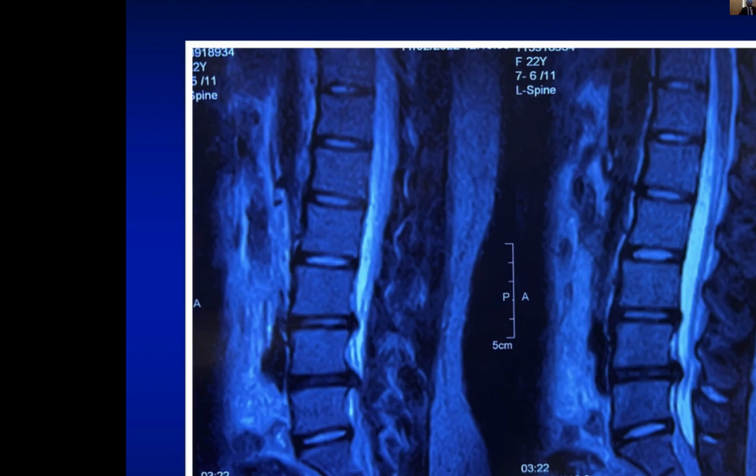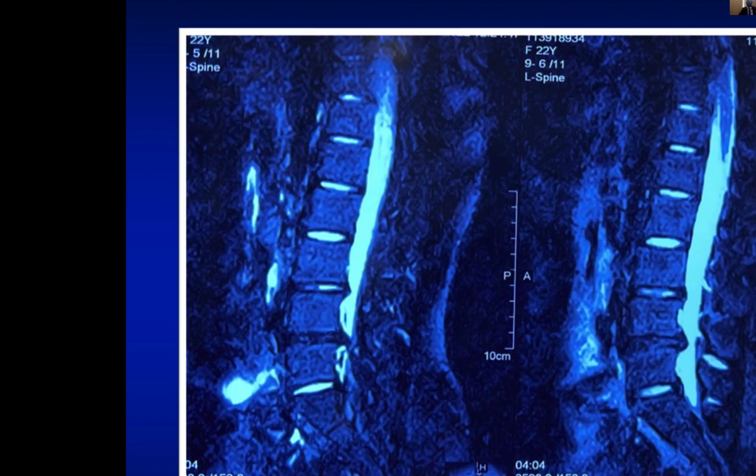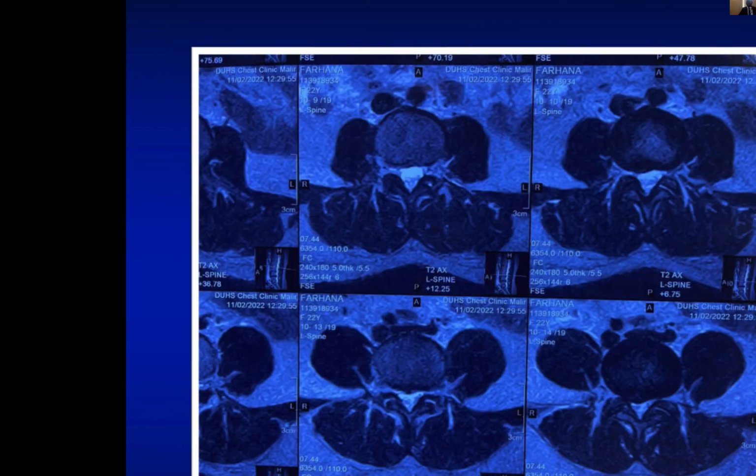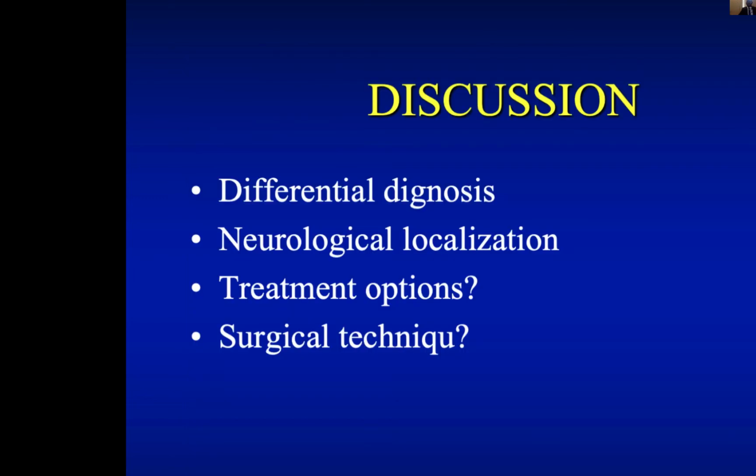The patient is ordered an MRI. Here are the MRI findings. This is T2, and these are the axial cuts. The upper one is, I think, from L3-4, and the lower one is from L4-5. So let's discuss what is your diagnosis, what could be another thing, and what is your neurological localization, which root is affected, what are your treatment options, and if opting for surgery, what kind of surgical techniques would you use?